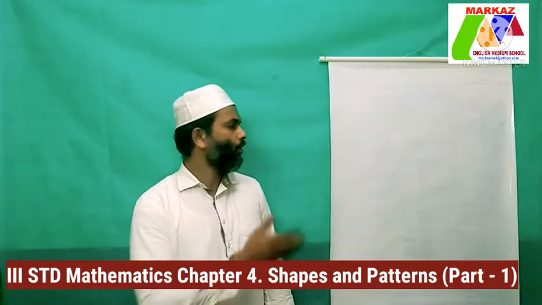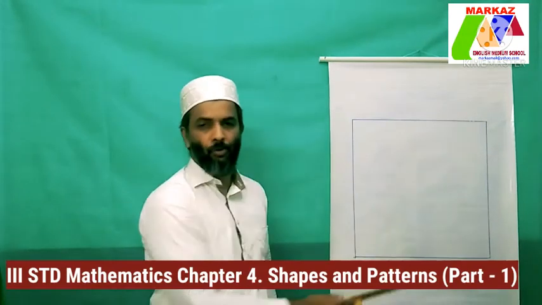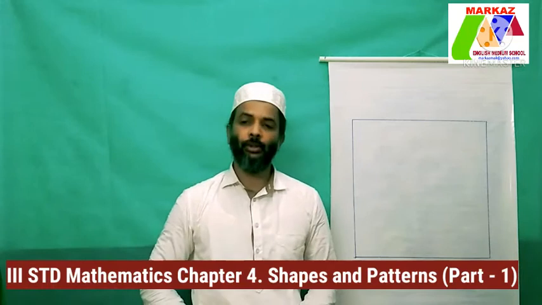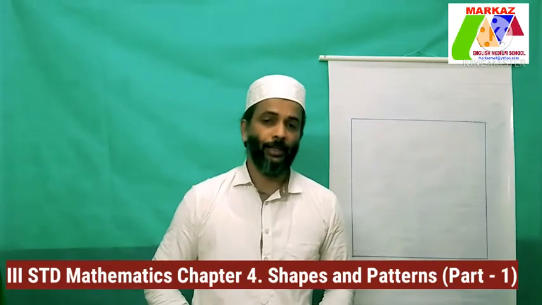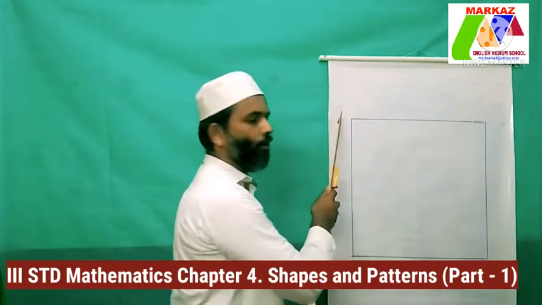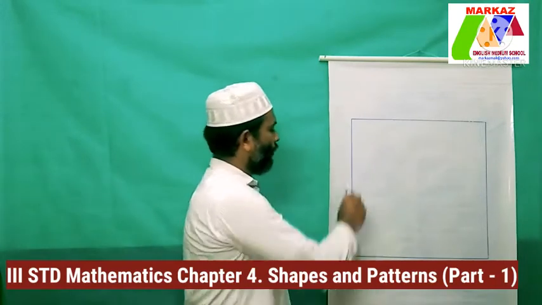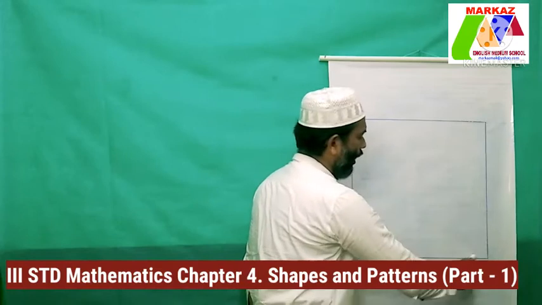So first one is square. Listen to me very carefully, students. Square has 4 sides. As you can see, 1, 2, 3 and 4. Square has 4 sides and it has 4 corners or vertices. 1, 2, 3 and 4. All sides of square are equal. All sides of square are equal length.